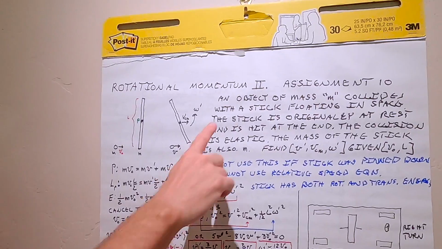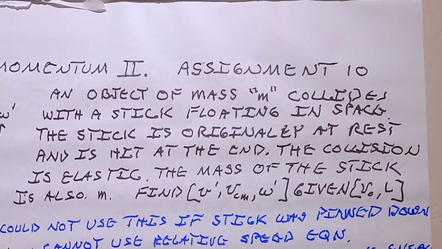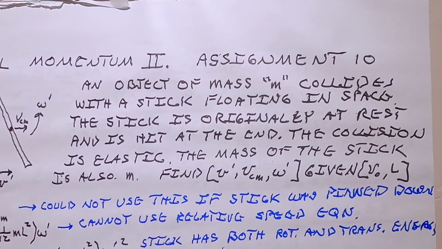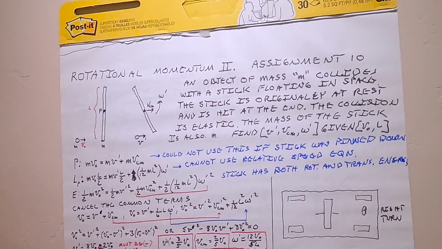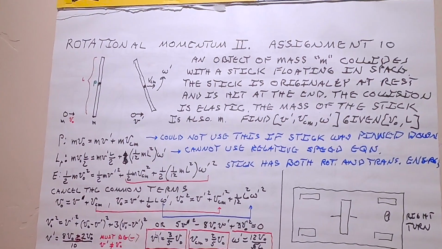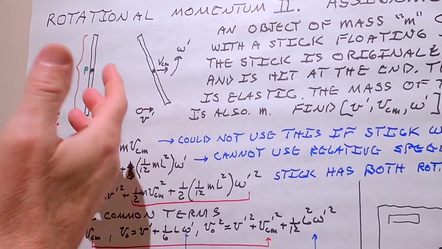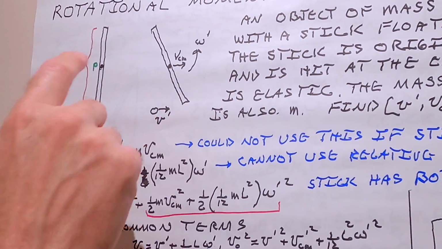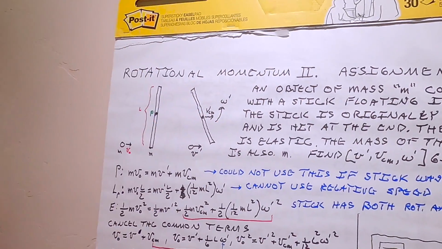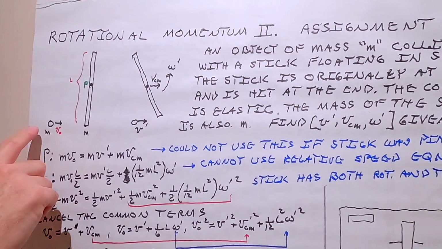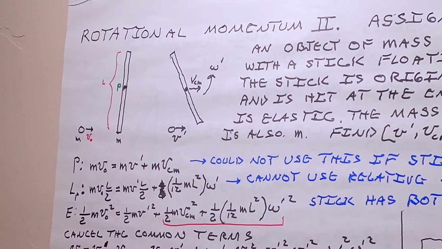So we say an object of mass m collides with a stick floating in space. The stick is originally at rest and is hit at the end. We hit it right at the end. The collision is elastic. The mass of both objects is m. Find those three things: the speed of this afterwards, the speed of that one, and the amount that it's turning, given this initial speed and the length of the stick.